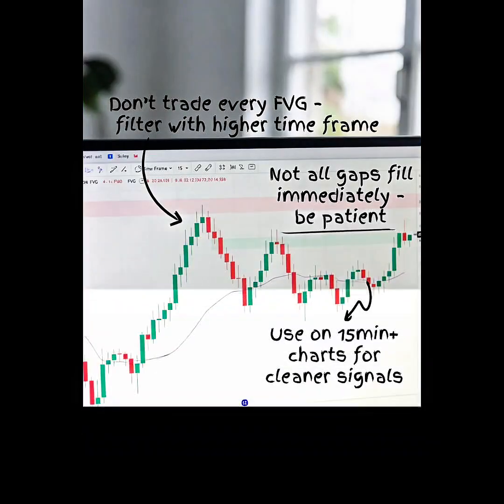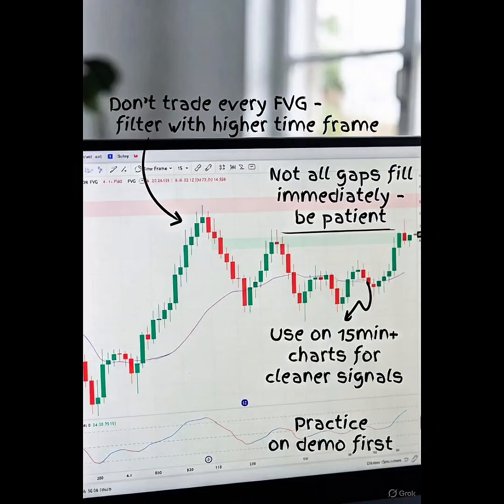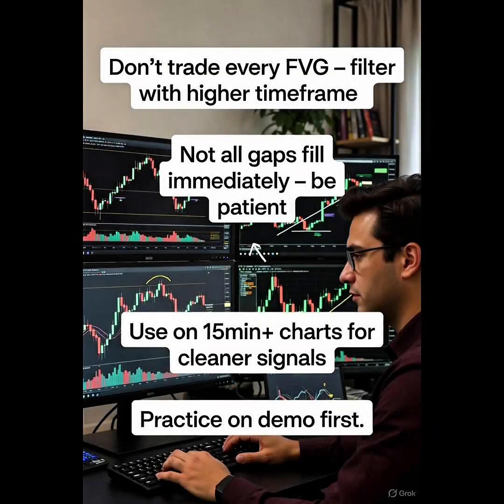Don't trade every FVG. Filter with a higher time frame. Not all gaps fill immediately, so be patient. Use 15-minute plus charts for cleaner signals.